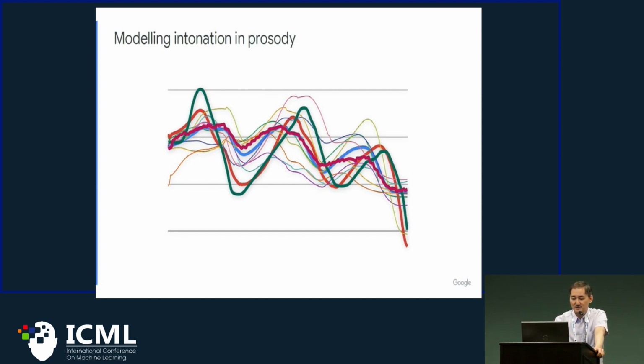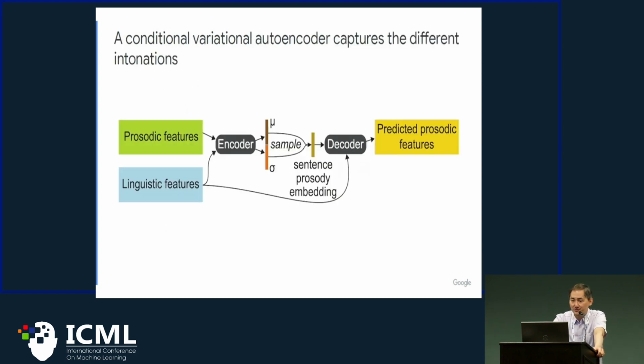So what we do is we use a conditional variational autoencoder to model this. So at the input, we give it the full sequence of pitch, power, and durations, and obviously same with the output. But in the middle, we have this bottleneck, which is a single vector that represents the whole sequence.